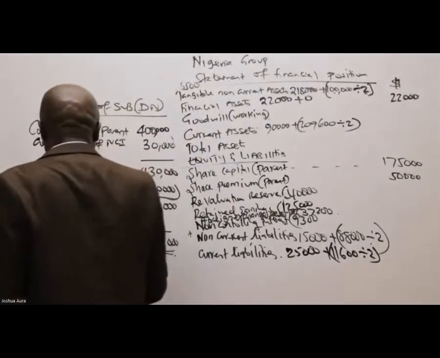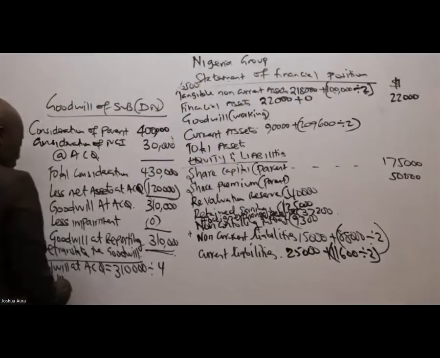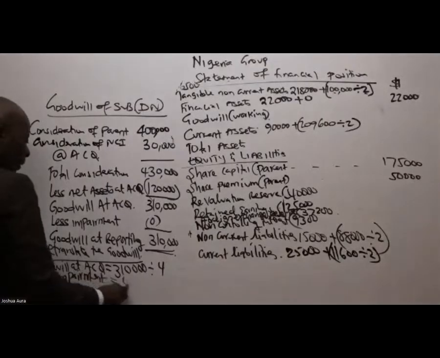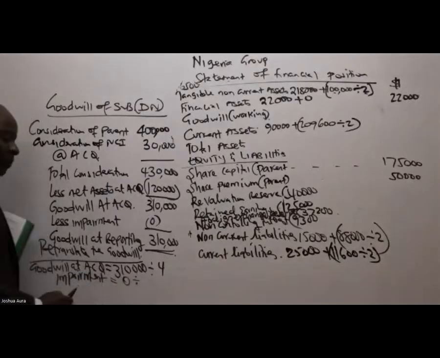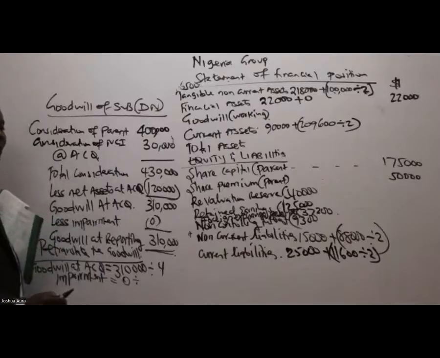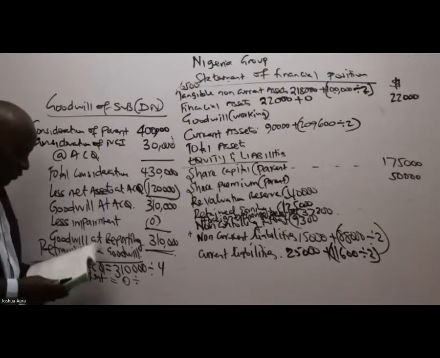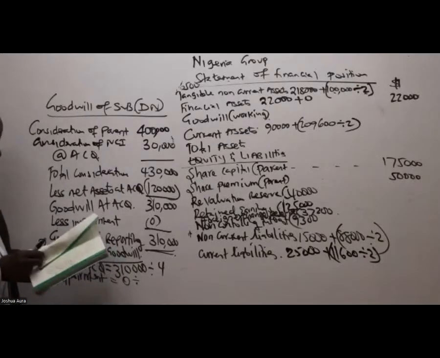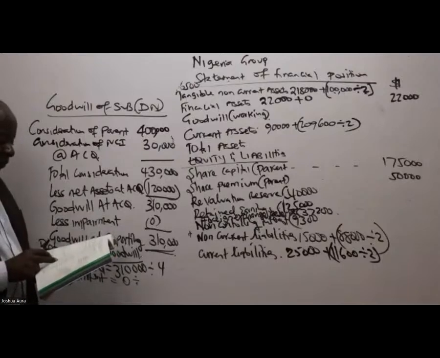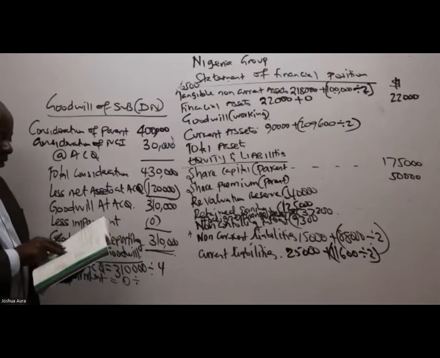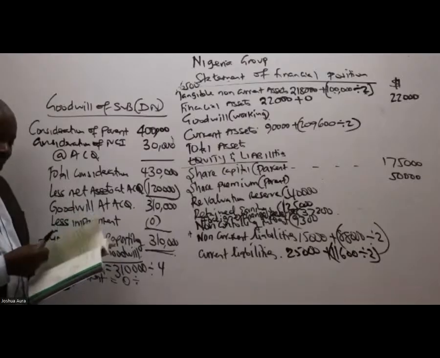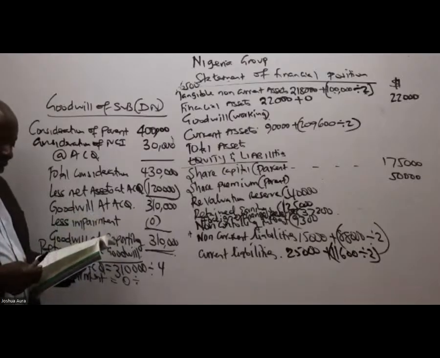And then we have impairment. Impairment, ladies and gentlemen, is an income statement item. It is 0, but for your revision, impairment has to be translated always at average. So what is the average rate for your revision? They are not talking to me. What is the average rate for your revision?